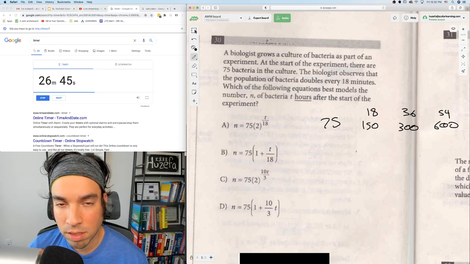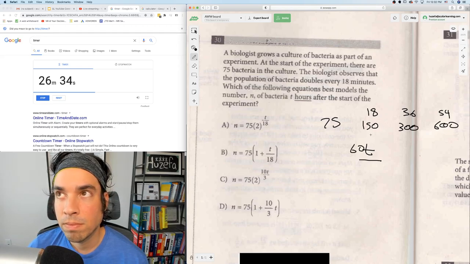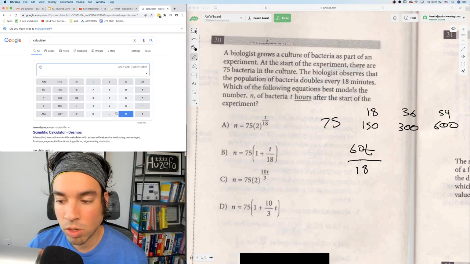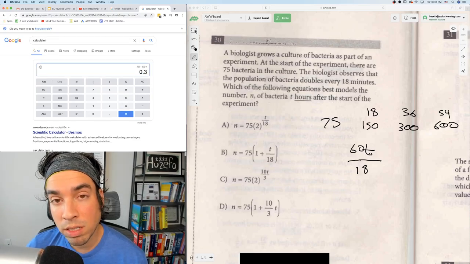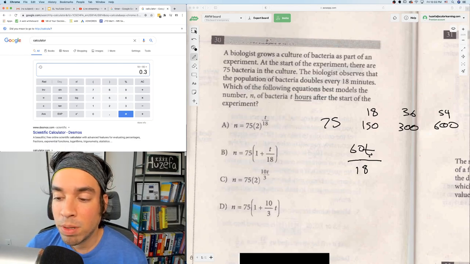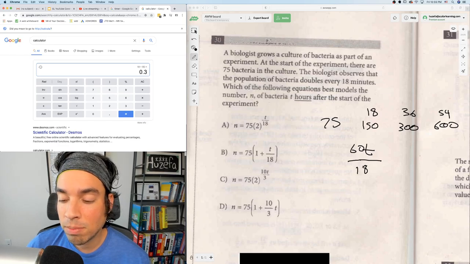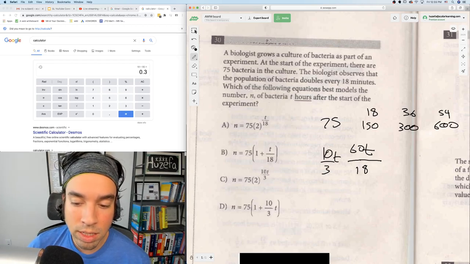So in this case, if it's 1 hour, you would do 60T divided by 18. Okay, here's why. The number of hours, I know that when I plug in, what is 18 divided by 60? It's 0.3, right? I know that if I plug in 0.3 for hours, it's 18 minutes. If I plug in 0.3, I should get it doubling, meaning the exponent should go to 1. So I should see something like this. Or let's reduce it, because I think it's that 1/10. If I divide both of these by 6, I get 10T over 3. So I think it's going to be this guy.